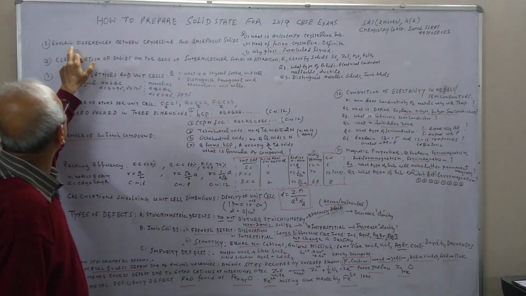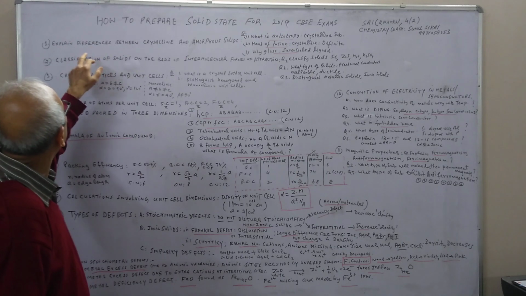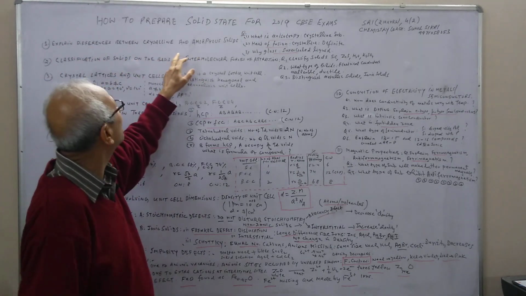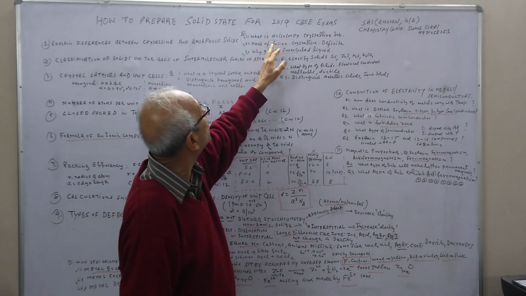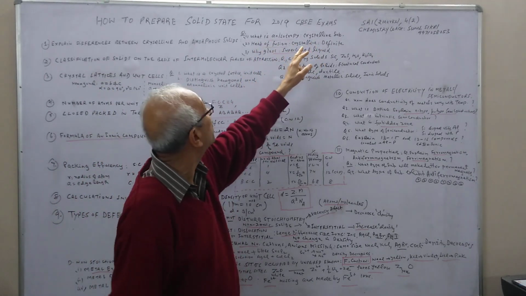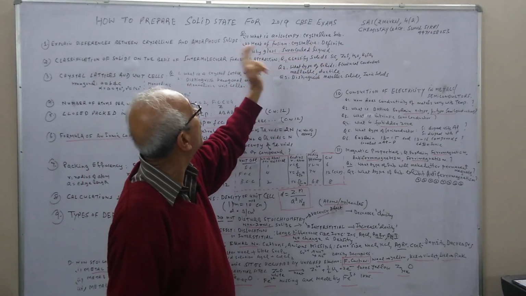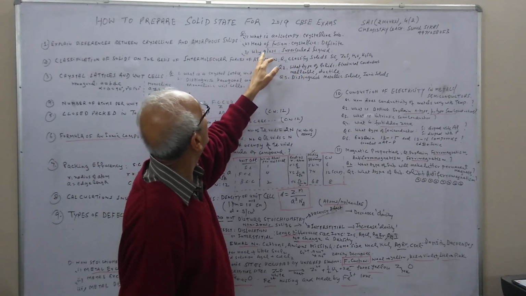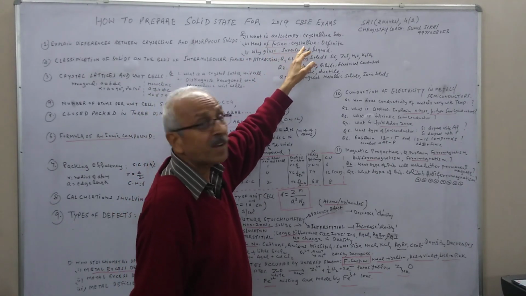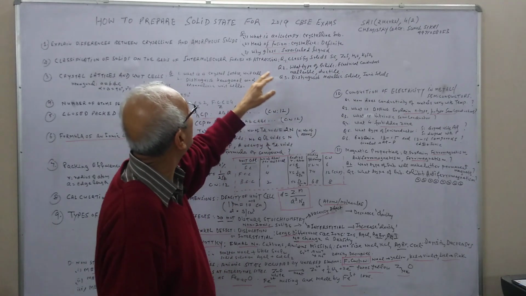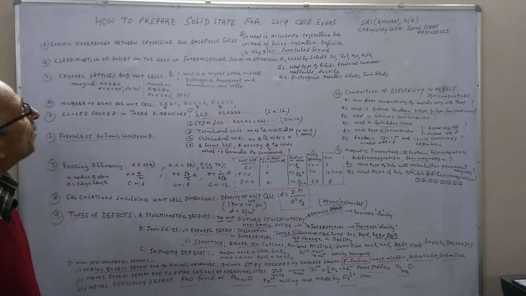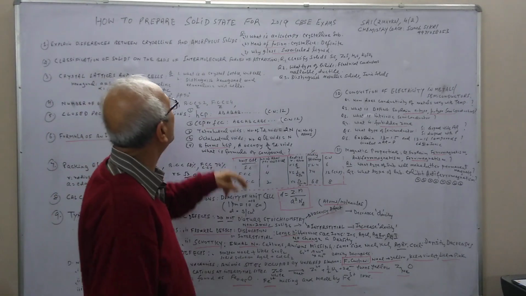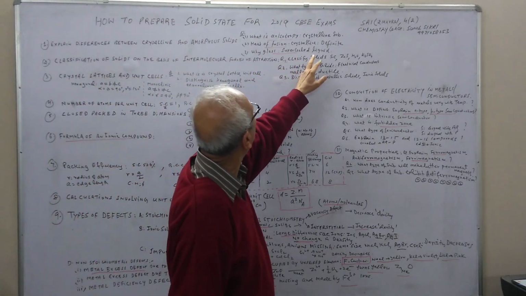The first expected question, or a good question, is: explain the differences between crystalline and amorphous solids. Now in the differences, what we have to study is anisotropy. Crystalline substances are anisotropic and amorphous solids are isotropic. Why? Heat of fusion. You have seen crystalline substances have a definite heat of fusion, whereas amorphous solids do not have a definite enthalpy of fusion. The reason for that is that glass is a super cooled liquid.